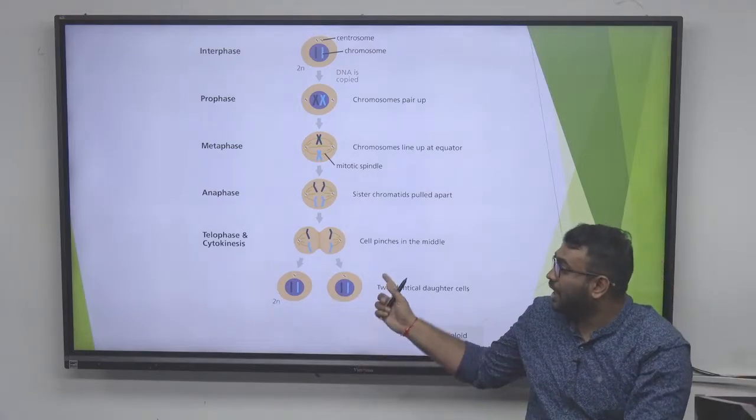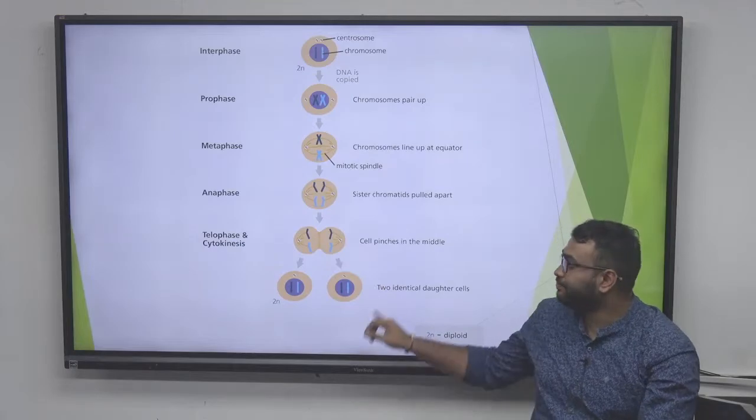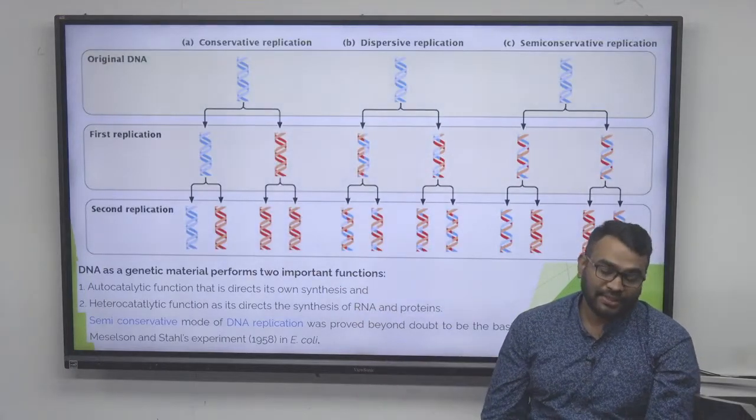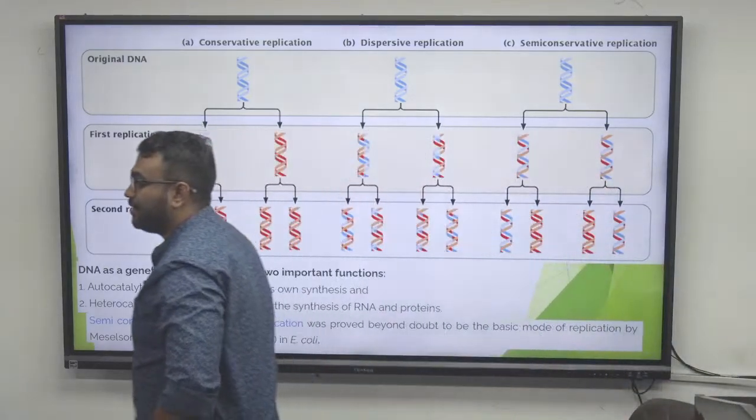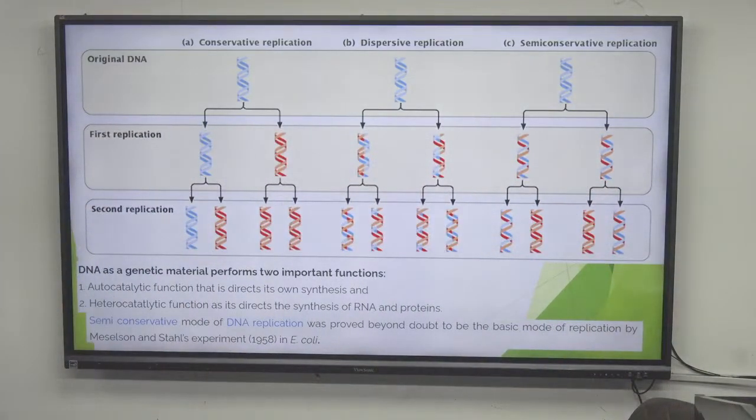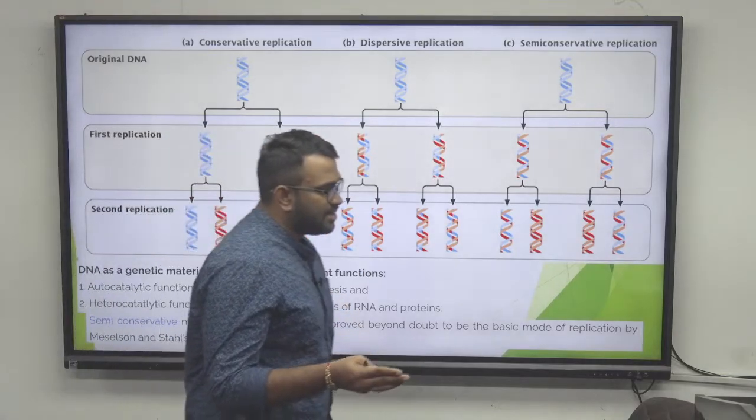Okay, so I hope this mitosis is clear. Next one is this semi-conservative method of DNA replication. As I told you, there are n number of types, but majorly three types, or three ways, of DNA replication. One is conservative, the second one is dispersive, and the third one is semi-conservative.